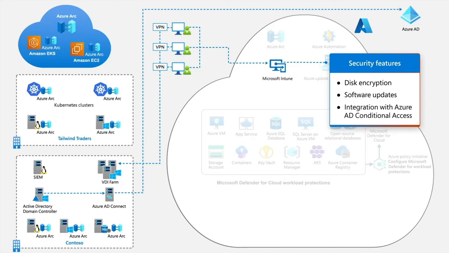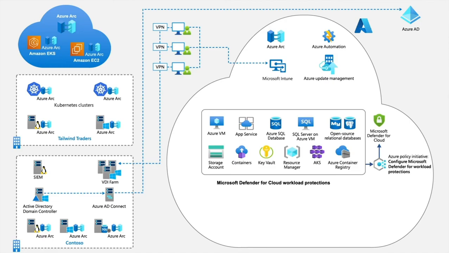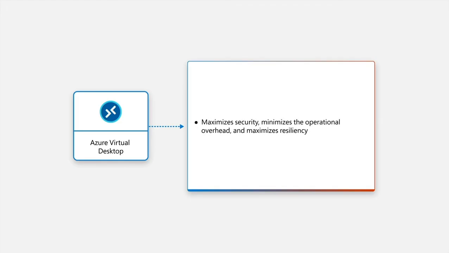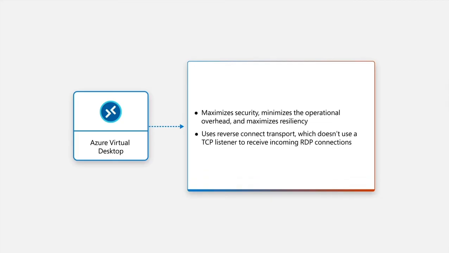Azure AD Conditional Access. Contoso will address the challenges associated with the on-premises VDI deployment by transitioning to Azure Virtual Desktop. An Azure ExpressRoute circuit will accommodate connectivity to any on-premises workloads that must be accessible from virtual desktops. The Azure Virtual Desktop is a modern solution that not only maximizes security, but also minimizes the operational overhead and maximizes resiliency. Azure Virtual Desktop uses reverse connect transport for establishing the remote session and for carrying RDP traffic.